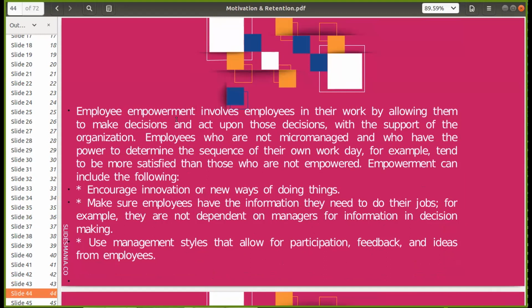So employee empowerment. Employee empowerment involves employees in their work by allowing them to make decisions. Hinahayaan ang mga employee na mag-decide with the support of the company or the organization. Sige, ikaw nang bahala dyan. Ikaw ang bahala mag-handle niyan project na yan. So ano ba mga kailangan mo? Ikaw, ibibigay na lang namin yung support. Whatever it is. So yan yung sa employee empowerment. May tiwala doon sa employee na kaya niyang gawin yung project na yon, yung task na yon, with the support of the management.